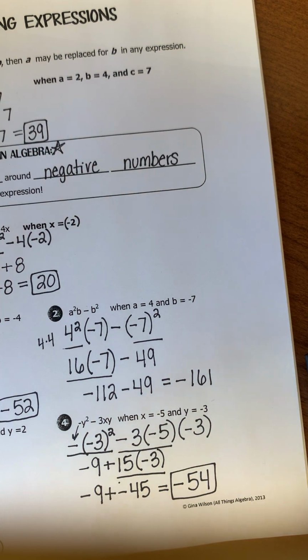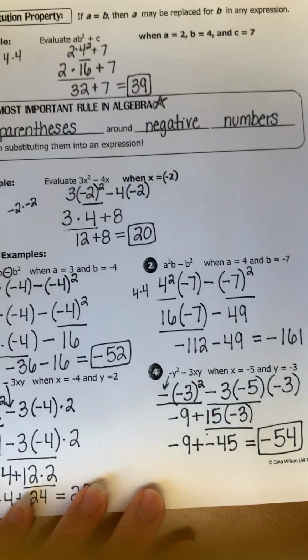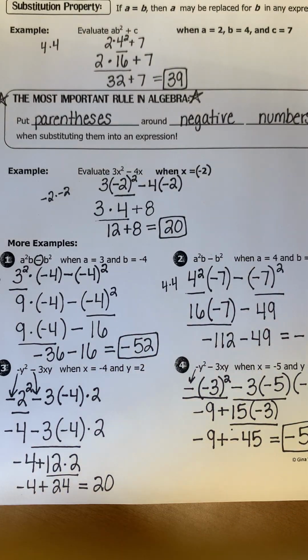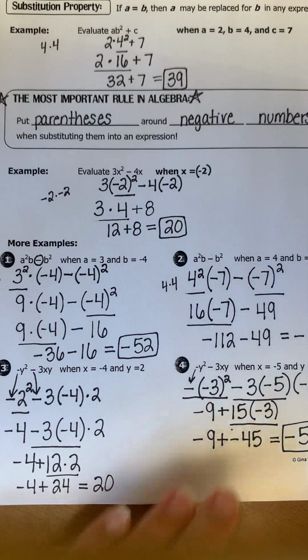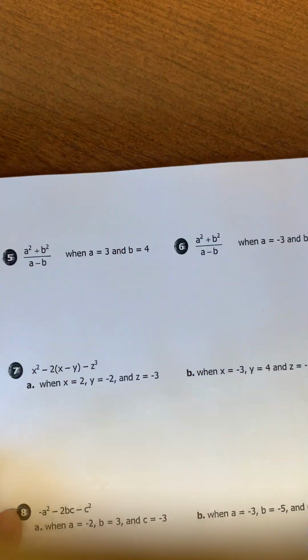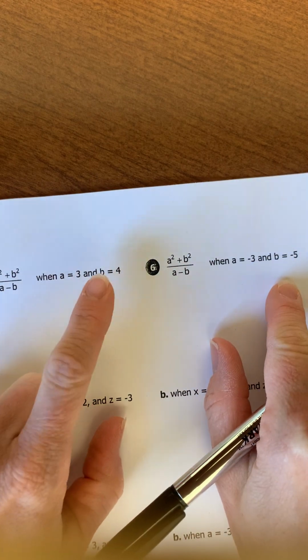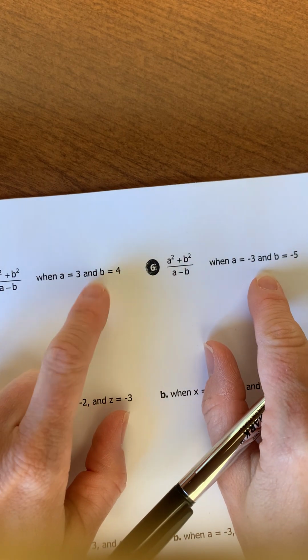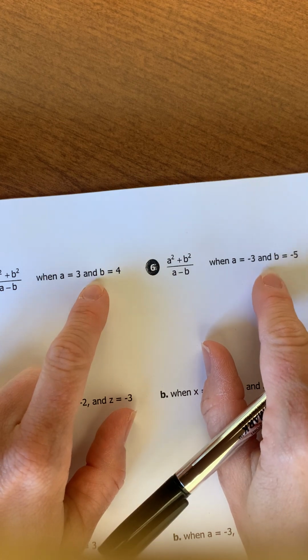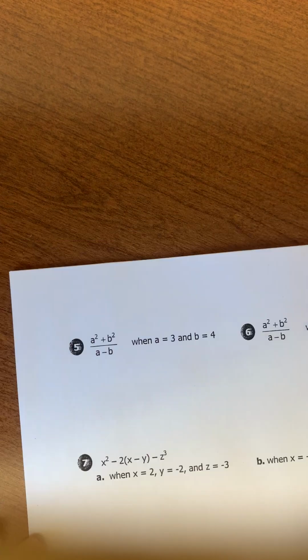Okay. Now, if you're like, oh my gosh, I don't know what I'm doing yet, we're doing more. We're going to practice more. We're going to go to the back. Okay, I did the same thing. I made the problems the same. I made different numbers to substitute so we can practice positives and negatives. Positives, no parentheses. Negatives, parentheses, okay?